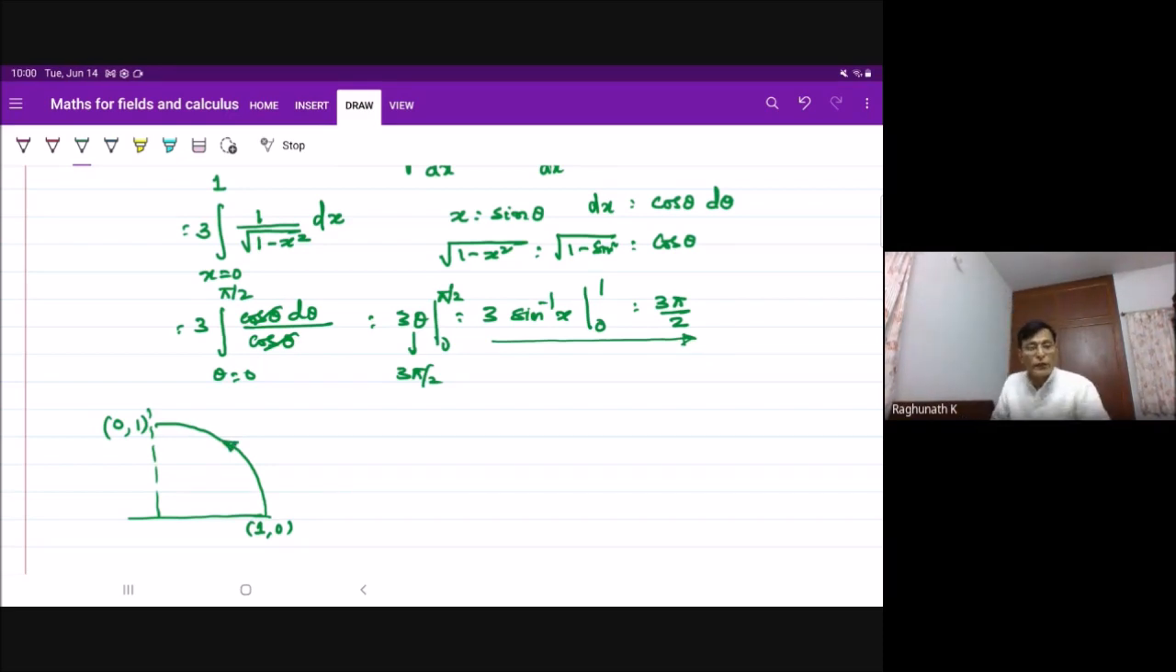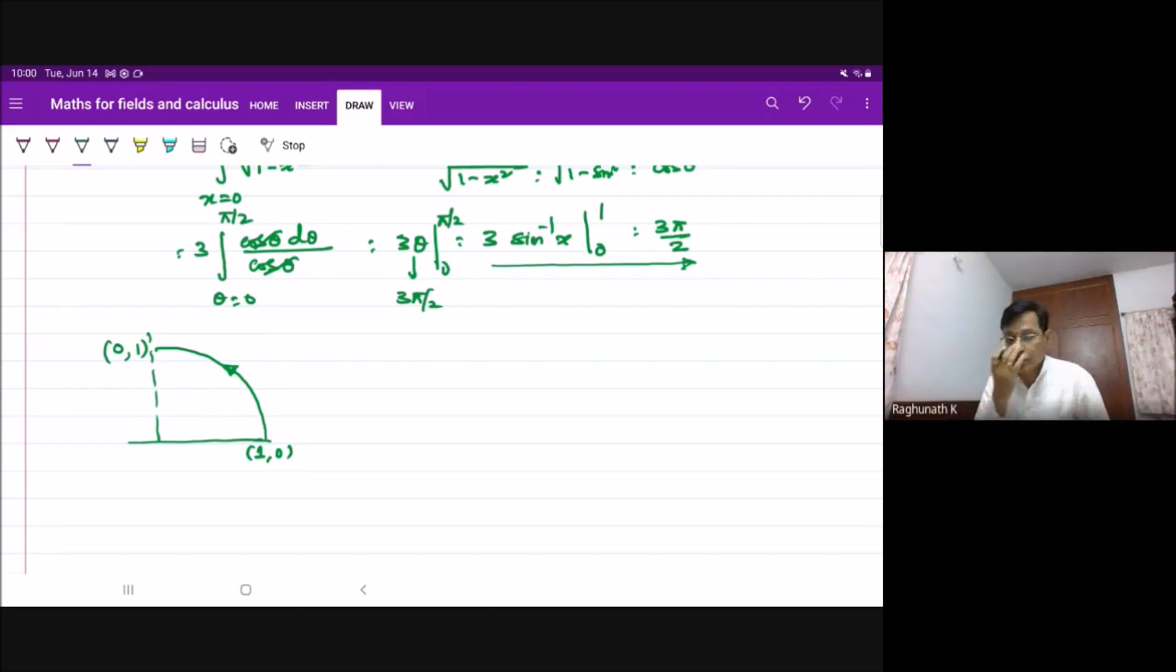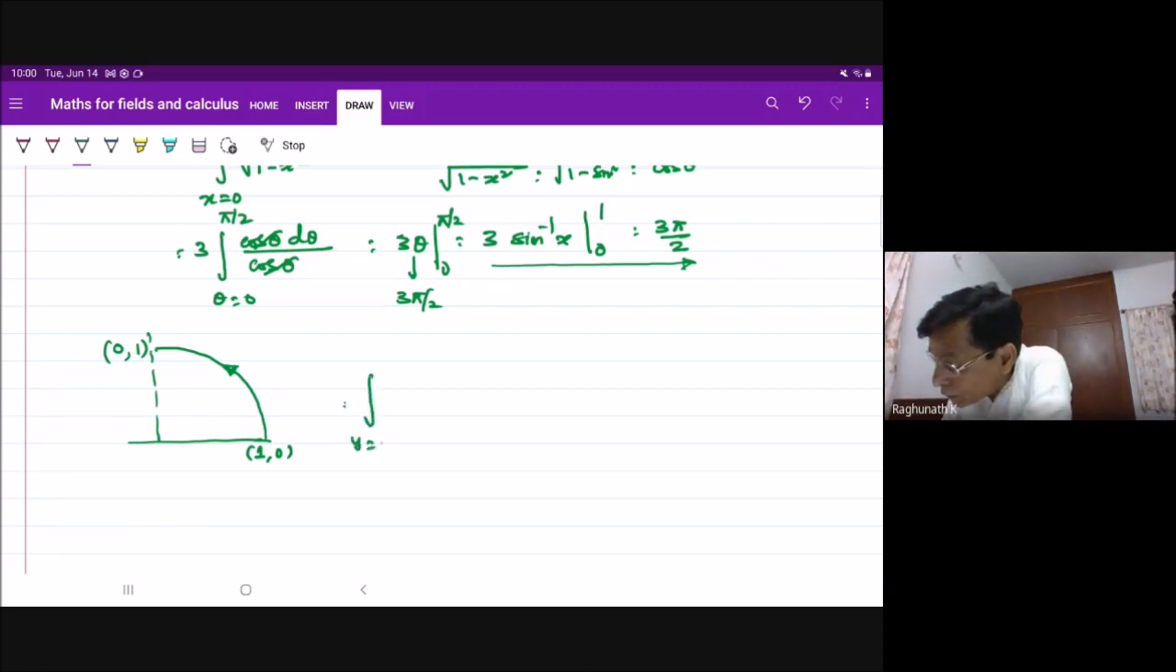I'll take y limits. Y is equal to 0 to 1. X is positive. What to do? Integral y is equal to 0 to 1. Three into 1 minus y square plus y squared, because x squared plus y squared is equal to 1.